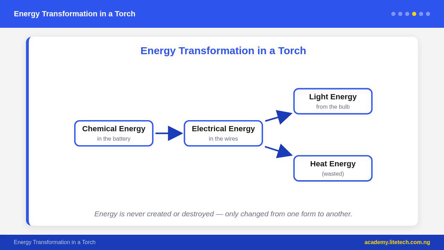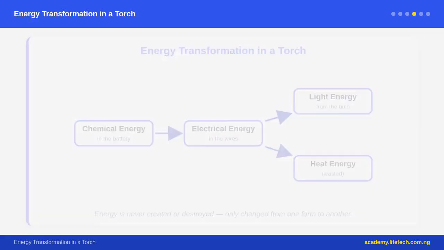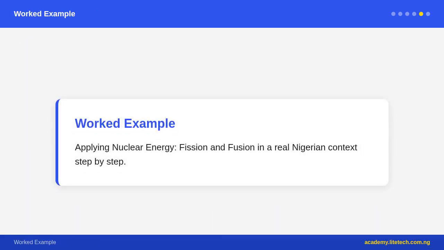Comparison. Fission: currently used in power stations, proven technology, but produces radioactive waste and carries a risk of meltdown, e.g. Chernobyl 1986, Fukushima 2011. Fusion: not yet commercial, cleaner, more abundant fuel, theoretically safer.